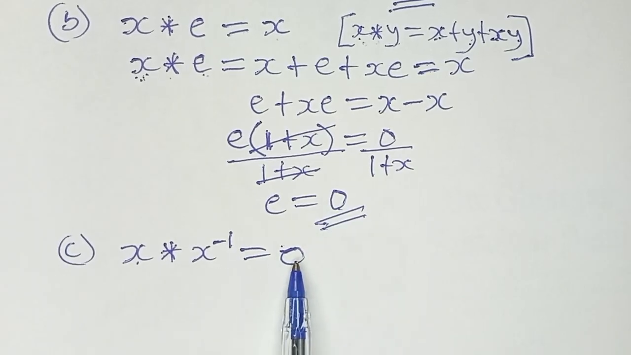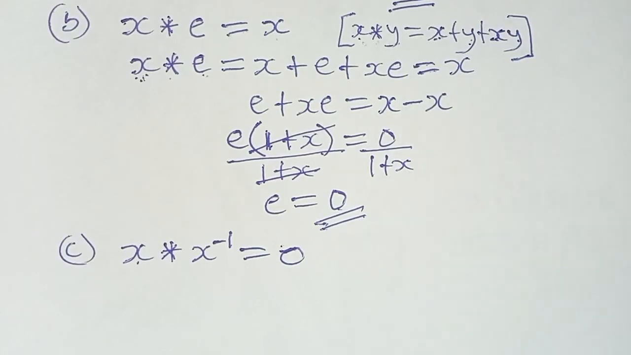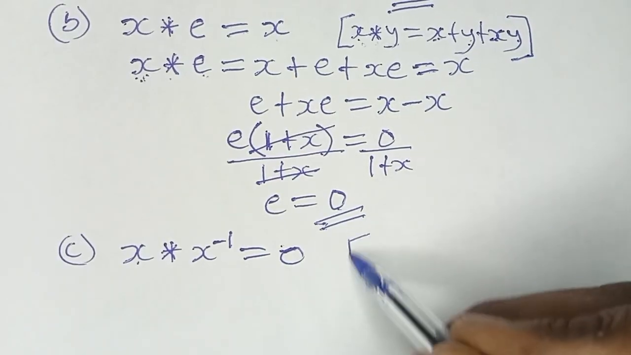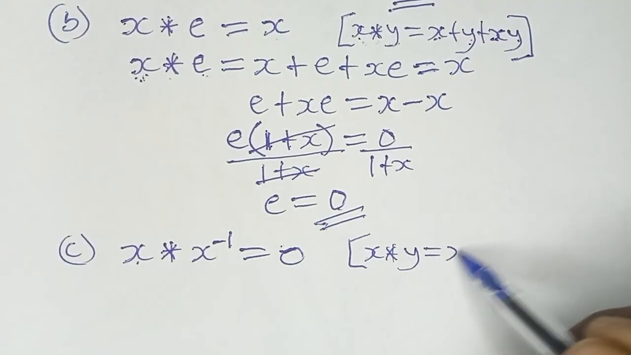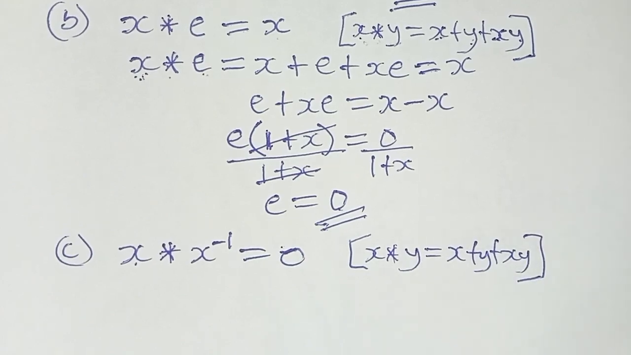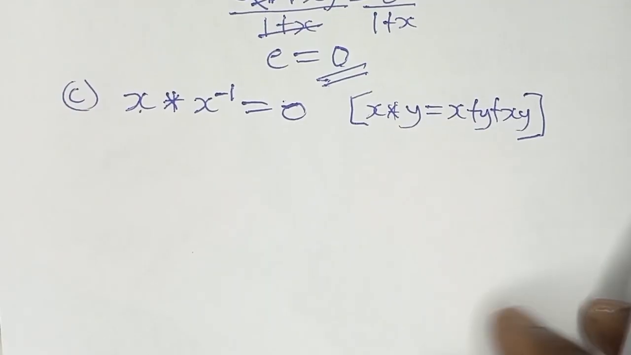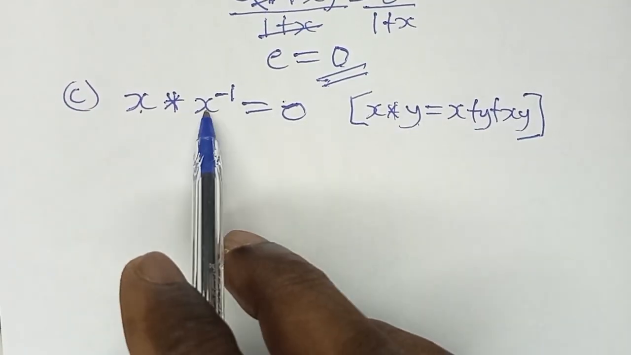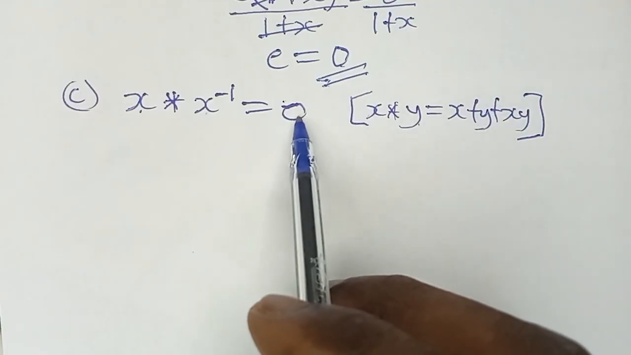So now we are going back to this original expression again. Let me write it here again so that we can see it clearly. x operation y is equal to x plus y plus xy. So this is the original expression. Now, in place of the y here, we're going to substitute the inverse of x. So let me do that. And everything should be equal to 0.